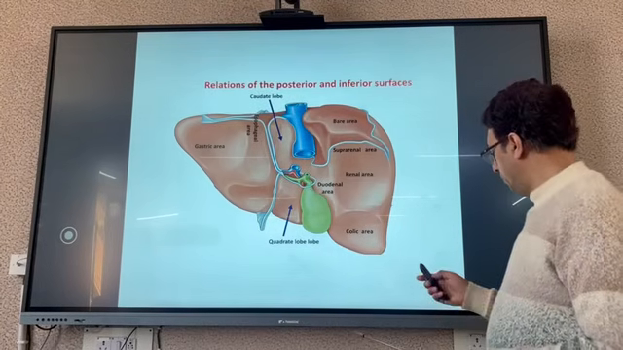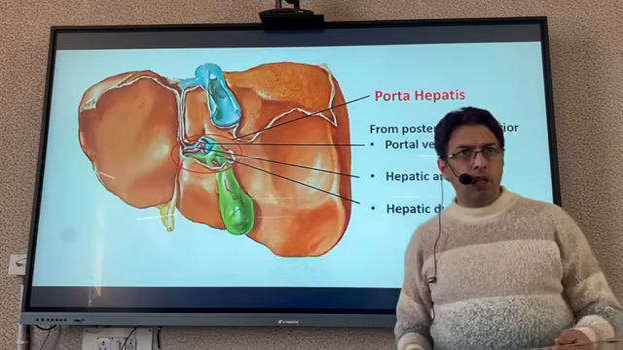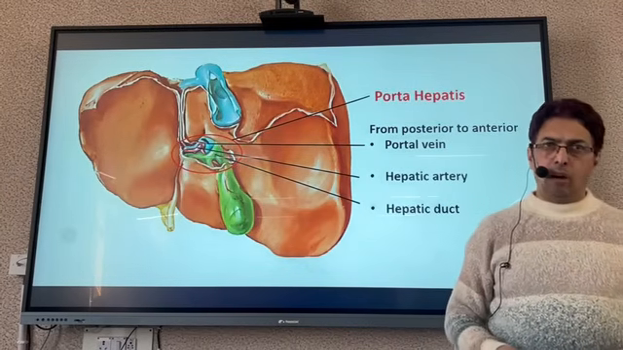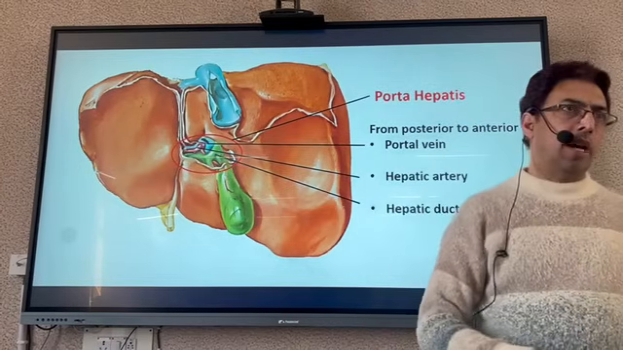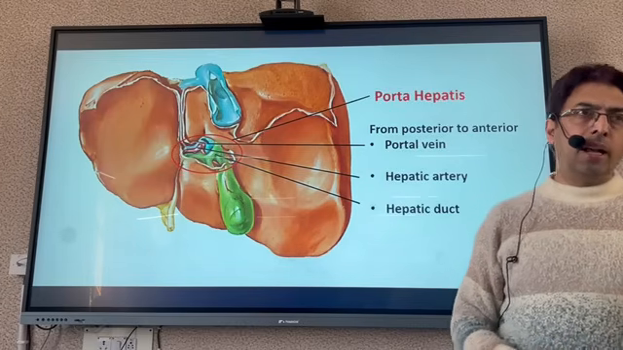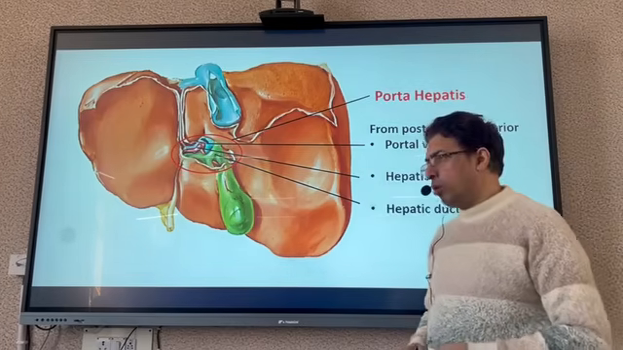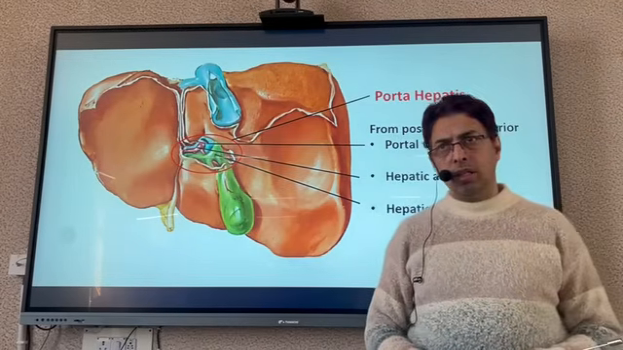Now, each of these organs, whether it is the lung or the liver, has a hilum through which the structures enter and leave the organ, and that we give the name hilum. So as far as the hilum is concerned, we have structures, and what enters the liver?